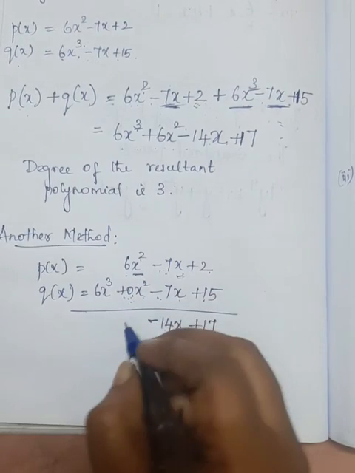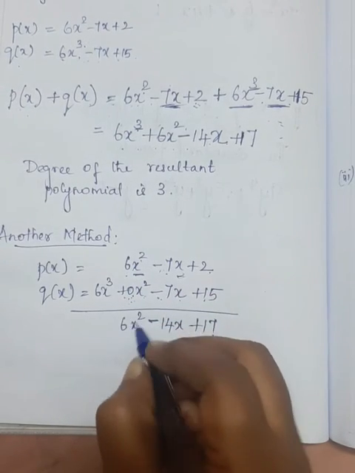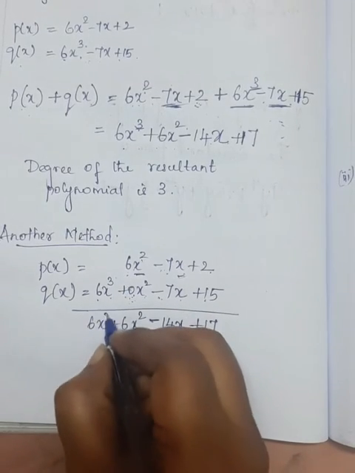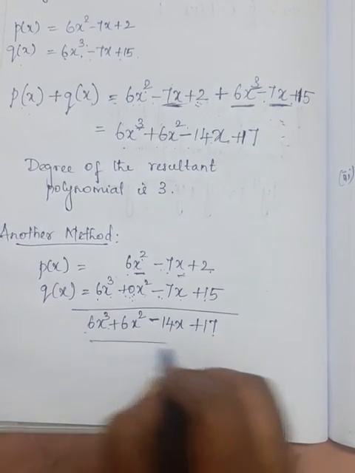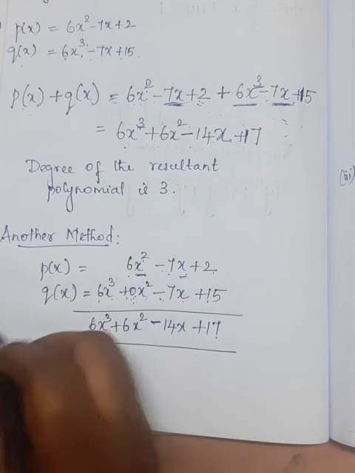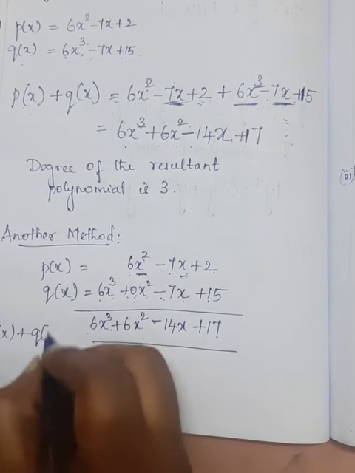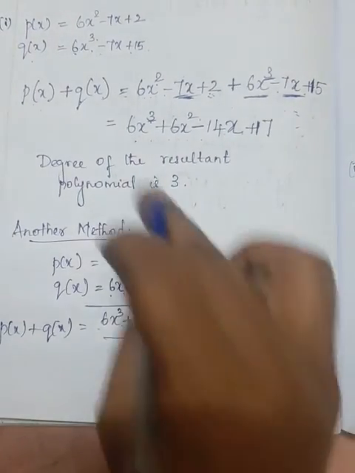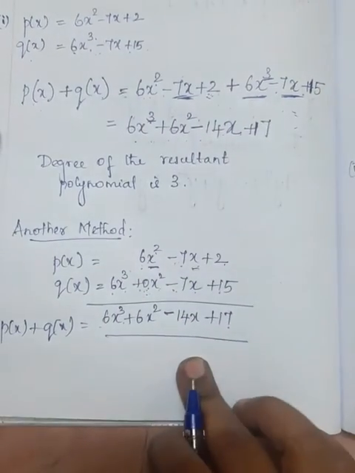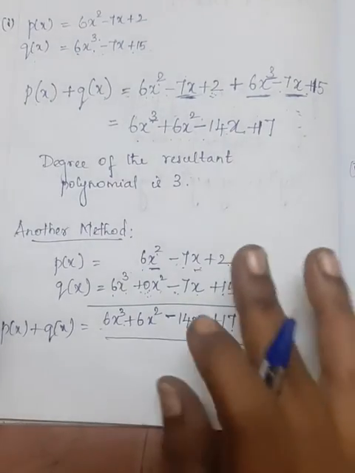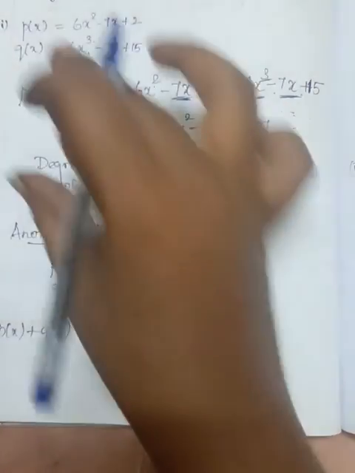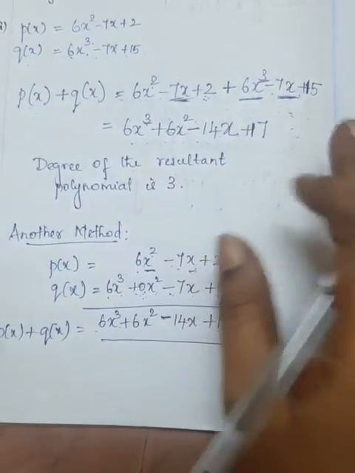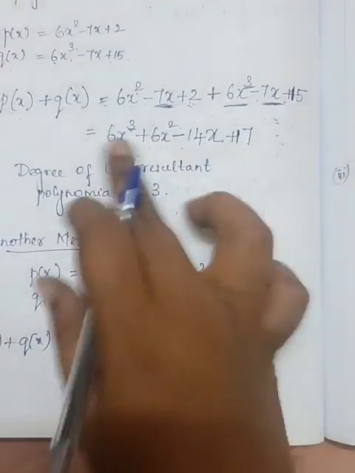6x square plus 0x square is 6x square. Okay, children, plus 6x cube alone I have. So write that as it is, 6x cube. So this is the answer. P of x plus q of x is equal to this. We have got the same answer, right? So you can either follow this method or that method, but this is the standard method which we will use in the 10th standard and 11th standard in your higher studies.